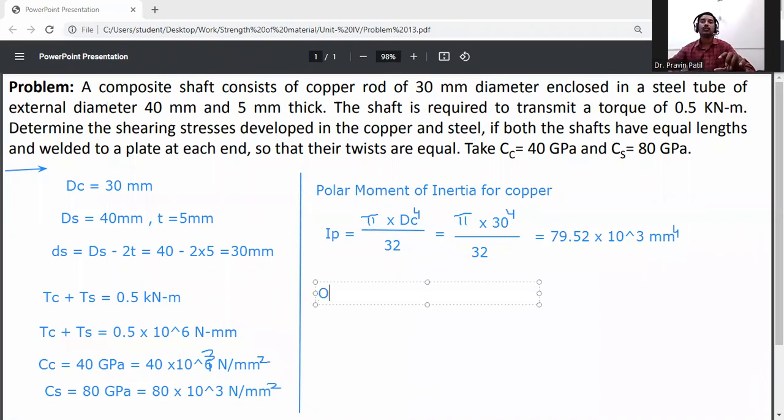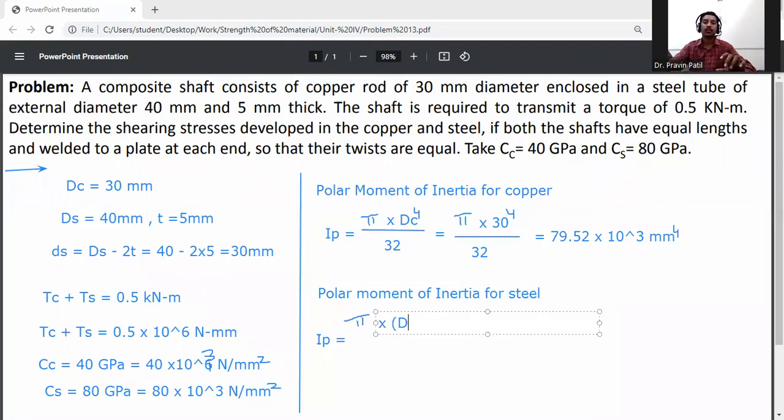The next is the polar moment of inertia for steel. Steel is a hollow tube, so IP is equal to pi into, in bracket, capital DS raised to 4, the external diameter of steel, minus small ds raised to 4, that is the internal diameter of steel, divided by 32.